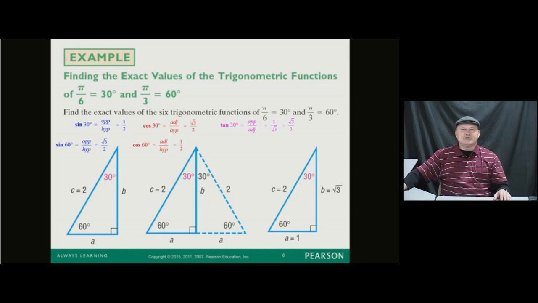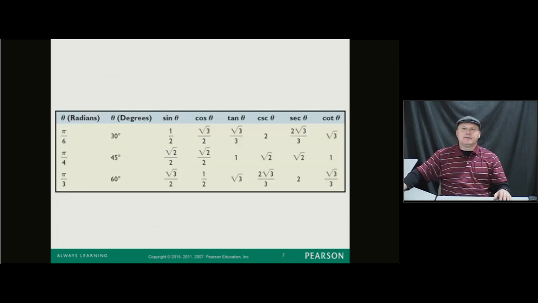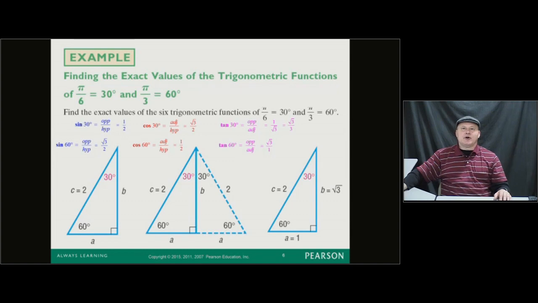Now, what is tangent's cofunction? Tangent's cofunction is cotangent. So what is the tangent of 60 degrees? We don't have these up here. Tangent of 60 degrees is opposite over adjacent. The opposite to the 60 degree angle is square root of 3 over 1, which is the square root of 3. So tangent of 60 degrees is the square root of 3. Now, notice I've done the sine, the cosine, and the tangent of all three of these.